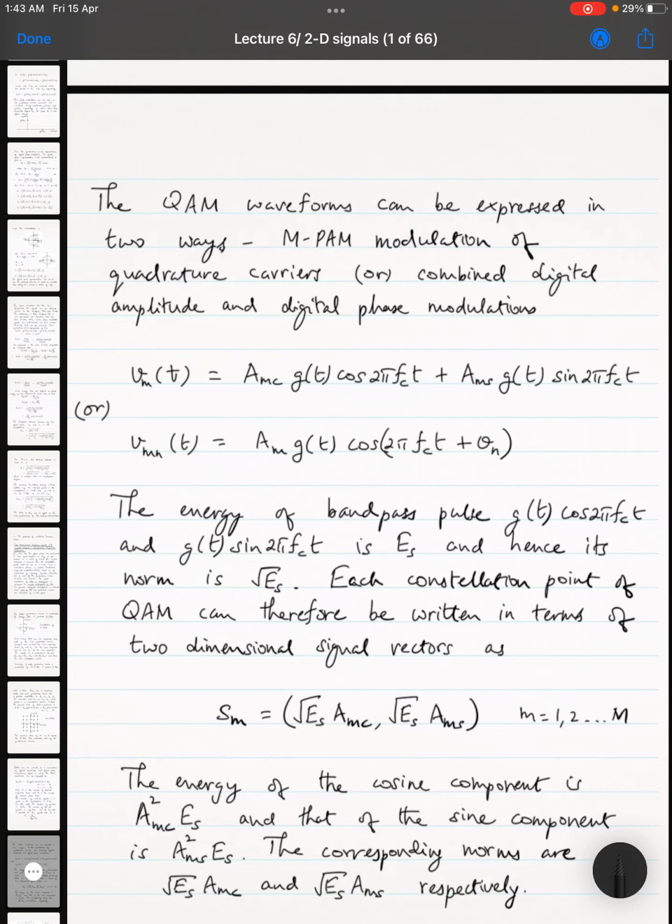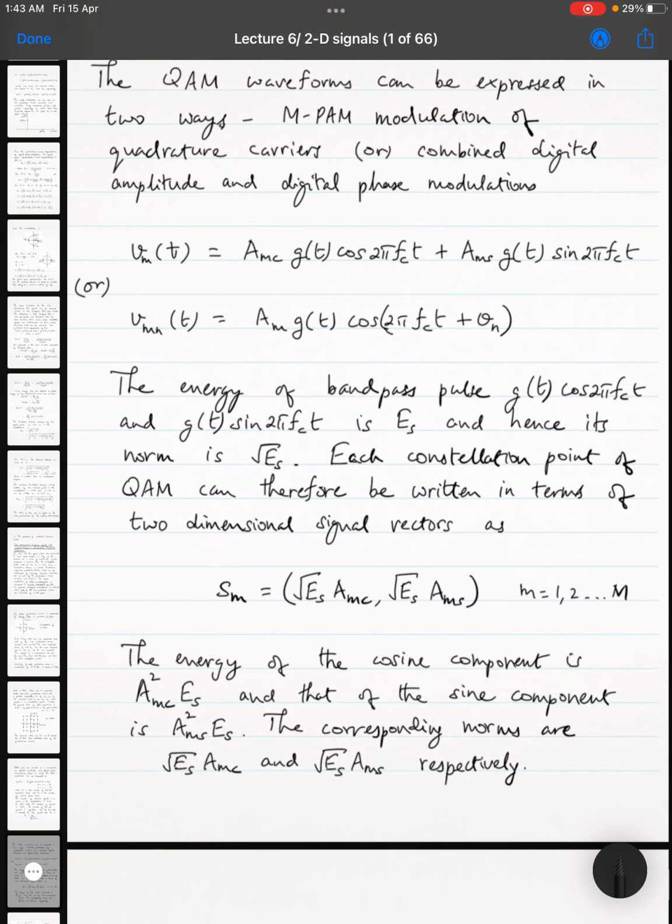You can have the signal space representation in a two-dimensional space, that means in terms of two basis functions. We can represent the QAM signal in this form as we have shown here. Root ES AMC, where AMC is the amplitude modulation component with the cosine term, and AMS is the amplitude modulation component with the sine term, and that will give us the signal space representation of the QAM signals in the geometric representation, that is.